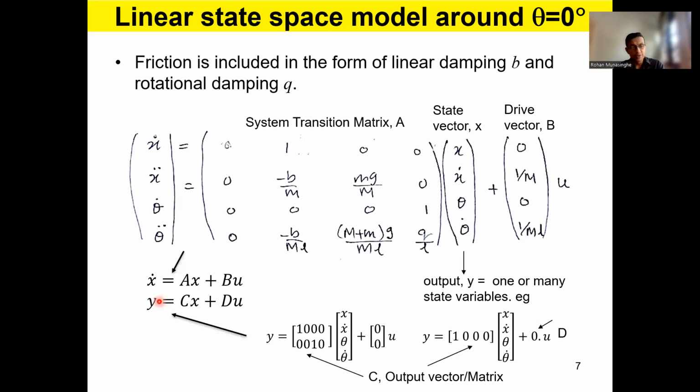By the way, what is Y? Y is the measurement. So you have the inverted pendulum and the cart is moving, and you know there are 4 variables: x, x dot, theta, theta dot. And out of these state variables, what are you measuring, using sensors?